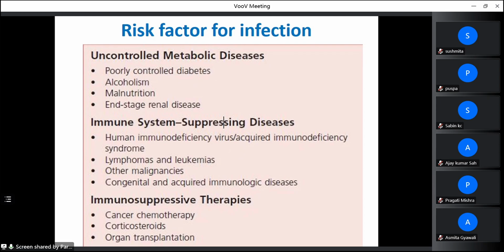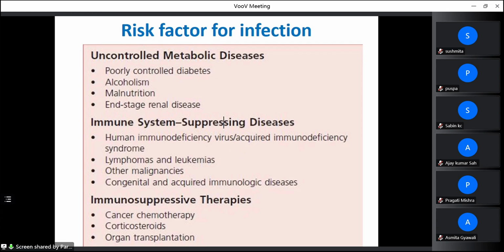When the blood sugar level is high, there is something called the neutrophil. The function of the neutrophil is phagocytosis. The phagocytic activity of the neutrophil is reduced. The neutrophil cannot do any phagocytosis if the blood sugar level is high. So in a diabetic patient, if the blood sugar level is not controlled, the chance of infection is high because the neutrophil cannot do phagocytosis.